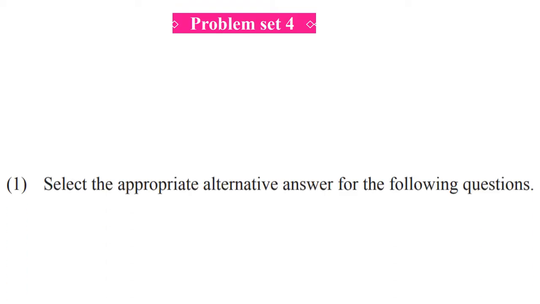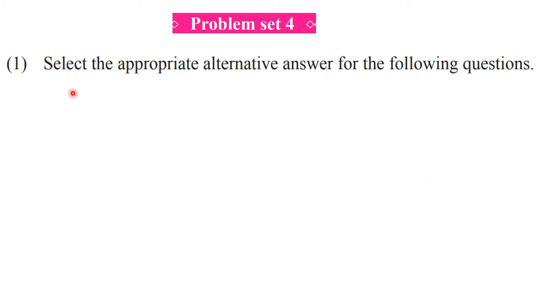Problem set 4. Always the very first question is about MCQs, so let's start with MCQs. Select the appropriate alternative answer for the following questions. Now here they have given the word "select the answer", but in board exams you have to write down only the option alphabet. Only writing the option alphabet is expected from you, and if you are not writing that then you are getting 0 marks. Writing the answer is not important, writing the question is not important. You only need to choose the correct option alphabet and write it down as it is. Okay, so let's start with the first question here.